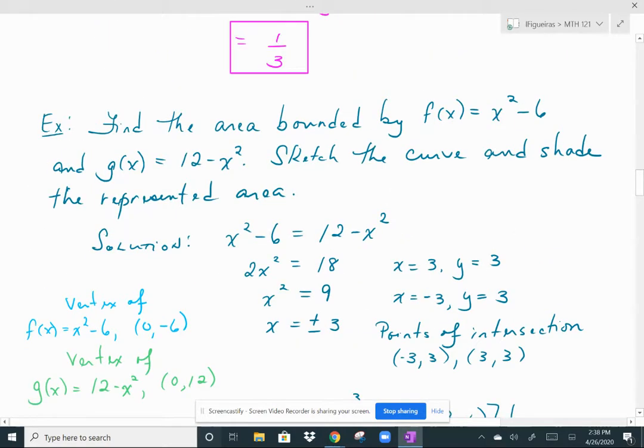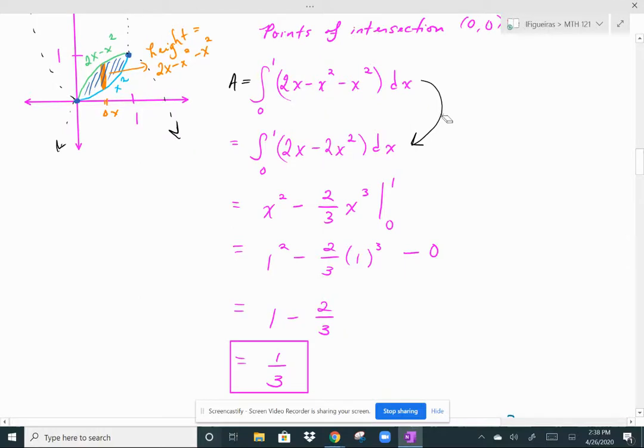Sorry, went down too far. All right, so now we take the antiderivative of 2x, that's x squared. We take the antiderivative of 2x squared, that's 2/3 x cubed. We evaluate this antiderivative at the limits, and so you get 1 minus 2/3, which has a value of 1/3.